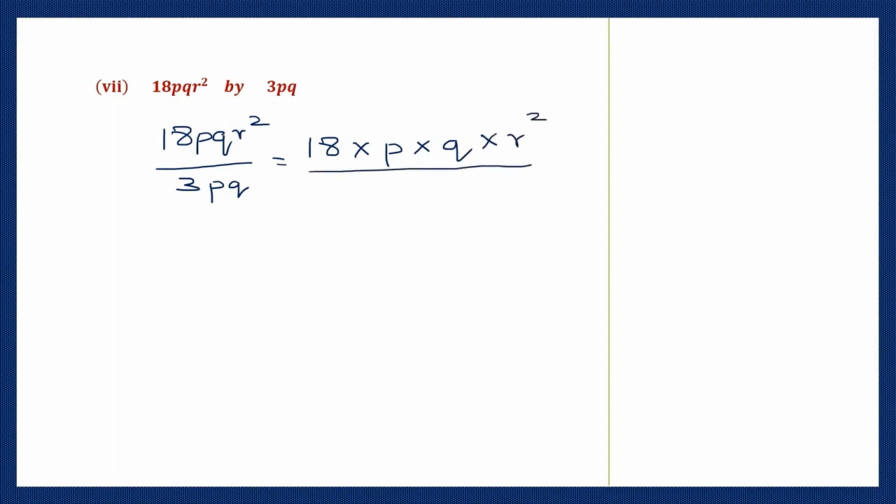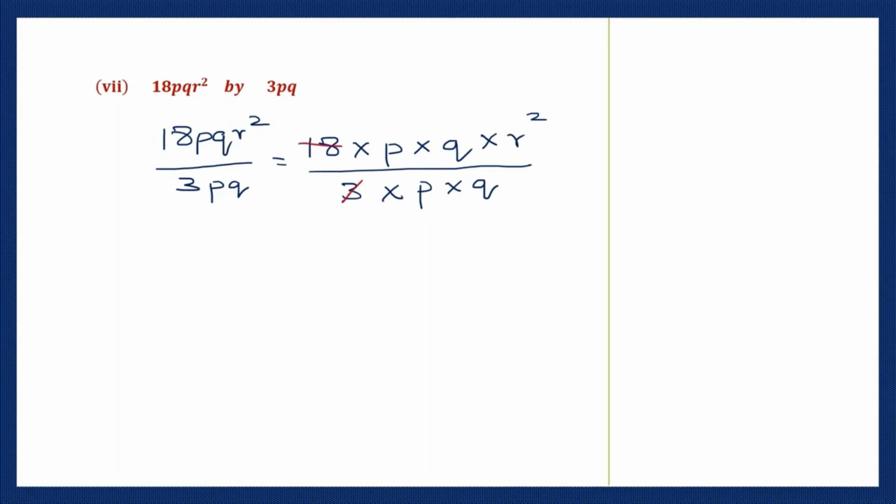Question 7. 18pqr square, 18pqr raised to the power of 2 divided by 3pq. So this will be 18 into p into q into r to the power of 2 divided by 3 into p into q. So let's see what we can cancel. I can cancel 3 and 18.